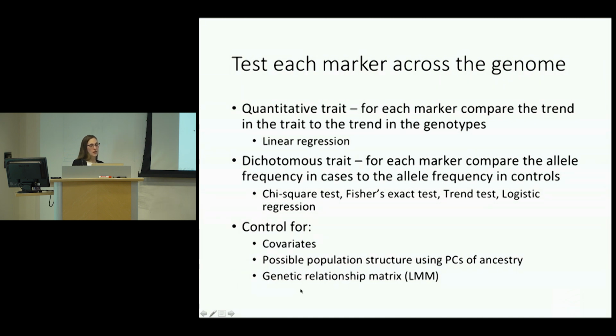You can control for covariates, so age and sex, or other covariates that might be influencing your outcome. We typically also control for possible population structure using principal components of ancestry. And if you have related individuals in your data, you can use a genetic relationship matrix to control for that.